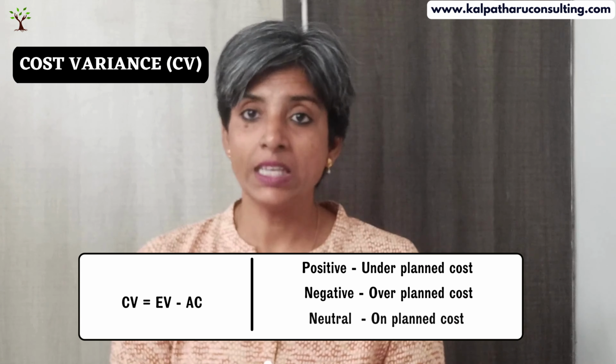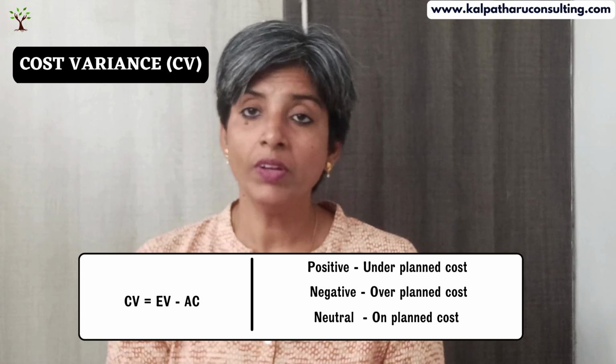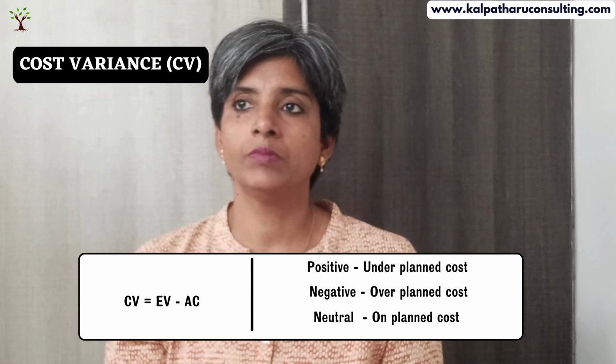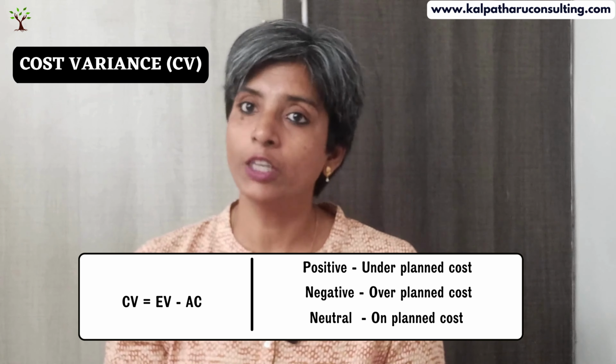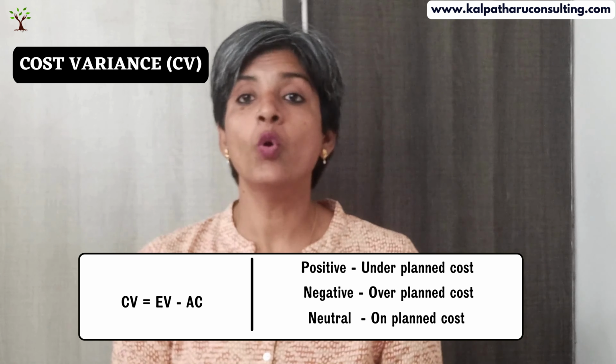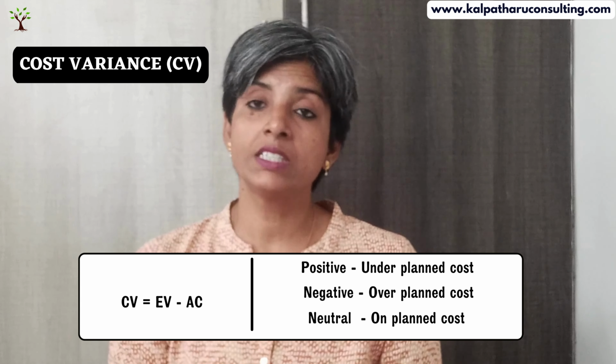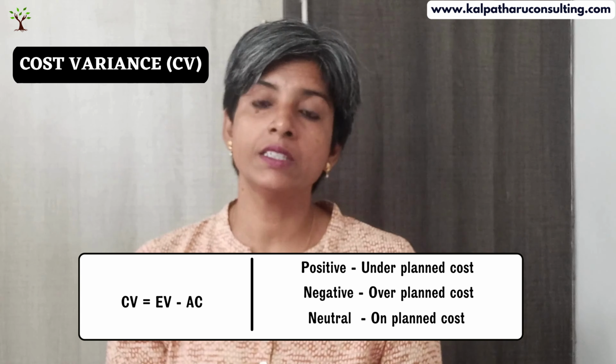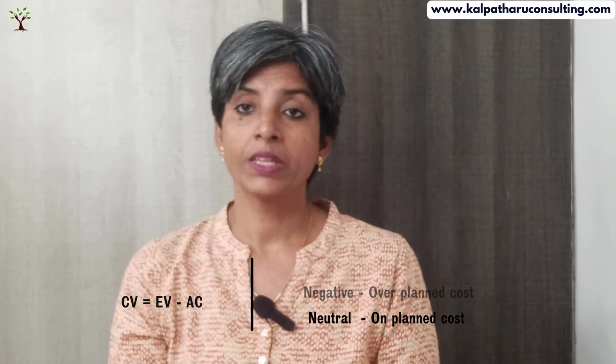So formula is one part. The inference is what is very important, both for your PMP exam as well as for your real world project management preparation. So let me summarize again. Cost variance, CV, if it is positive, then it is under planned cost. If cost variance is negative, it is over planned cost. If it is neutral, then it is on planned cost.